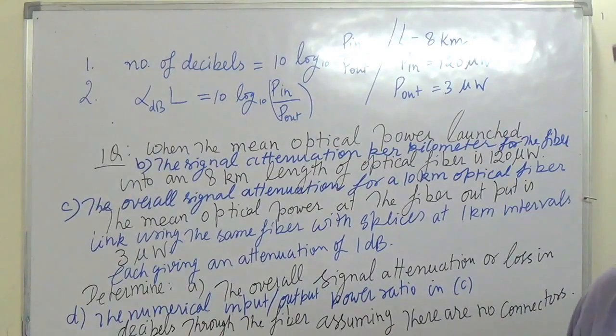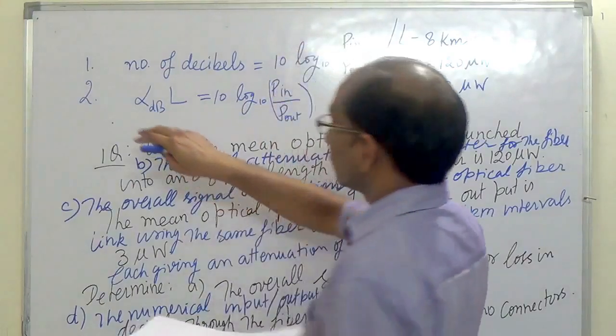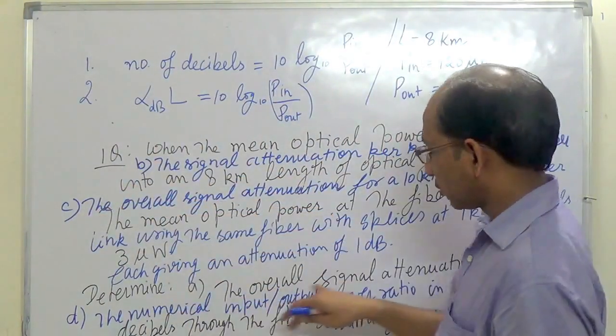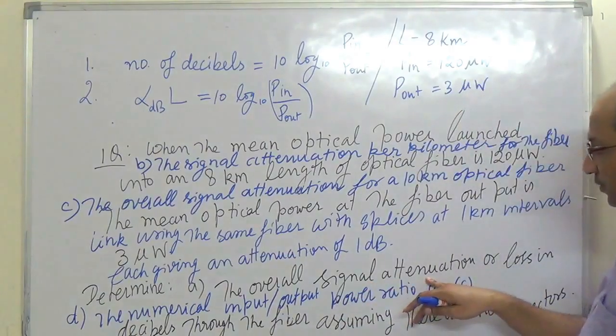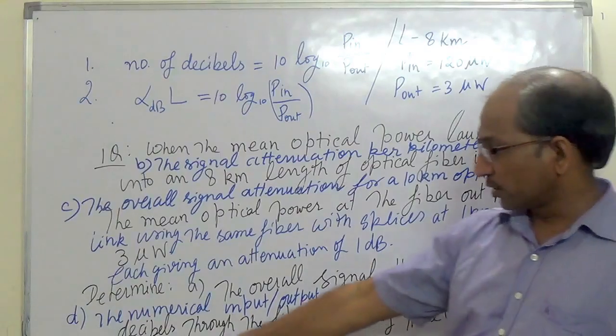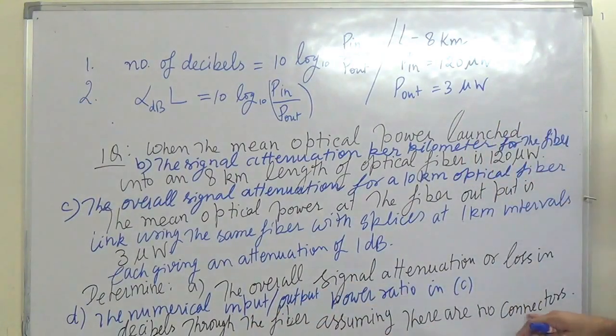the overall signal attenuation or loss in decibels through the fiber, assuming there are no connectors. So as I told you, in the first part of the question, the overall signal attenuation or loss in decibels through the fiber, assuming there are no connectors.